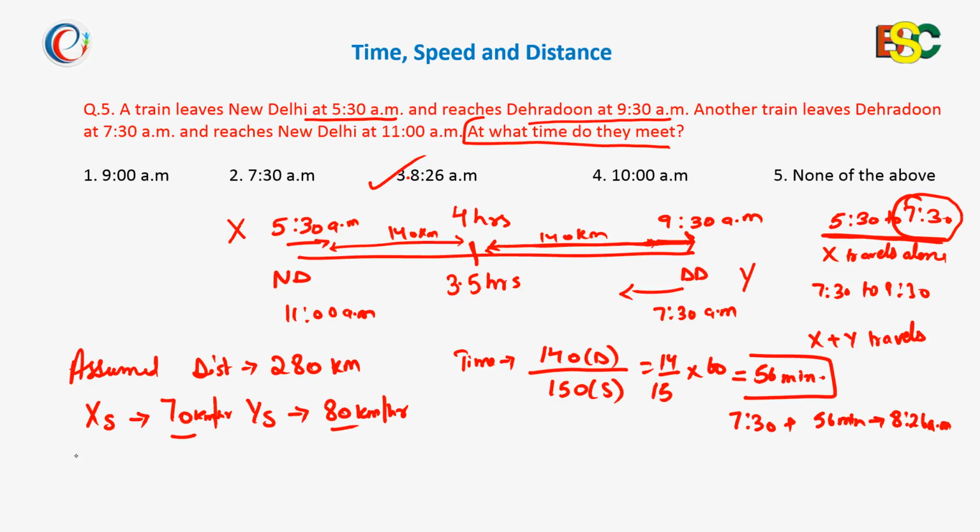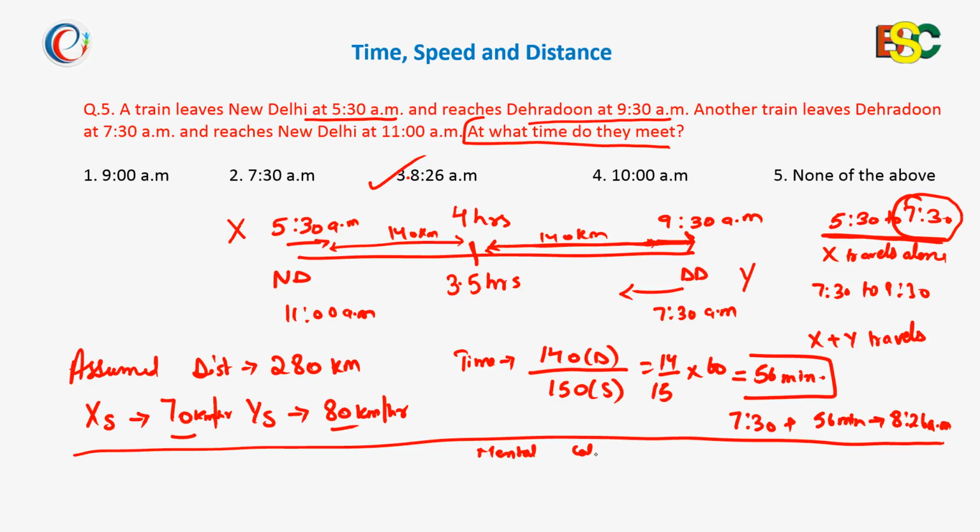Now this was the conventional method, and this method is easy if you have enough time. But for shorter calculation or mental calculation, you can do it by the ratio method. As you know, the ratio of both the time periods is 8:7, as 4 by 3.5 is 8 by 7.